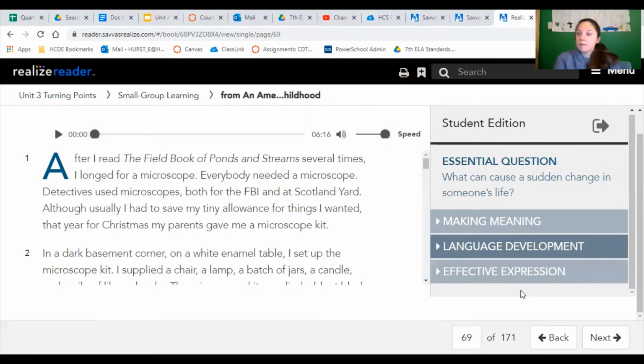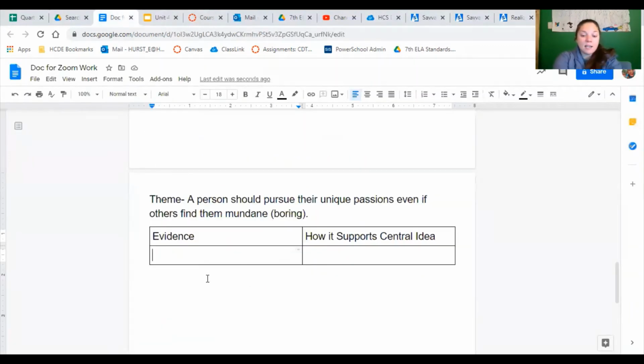So the first thing I was thinking is at the beginning when she says, although usually I had to save my tiny allowance for things I wanted, that year for Christmas, my parents gave me a microscope kit. I'm going to put that in here, and I'm going to tell you guys why.